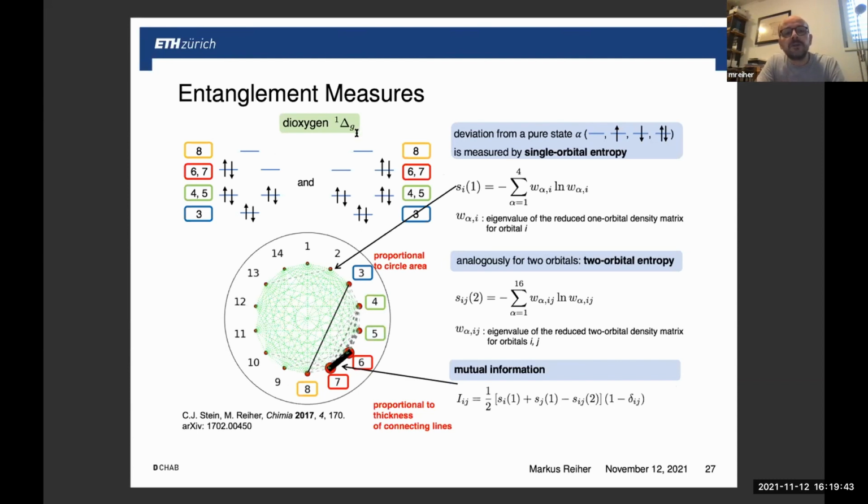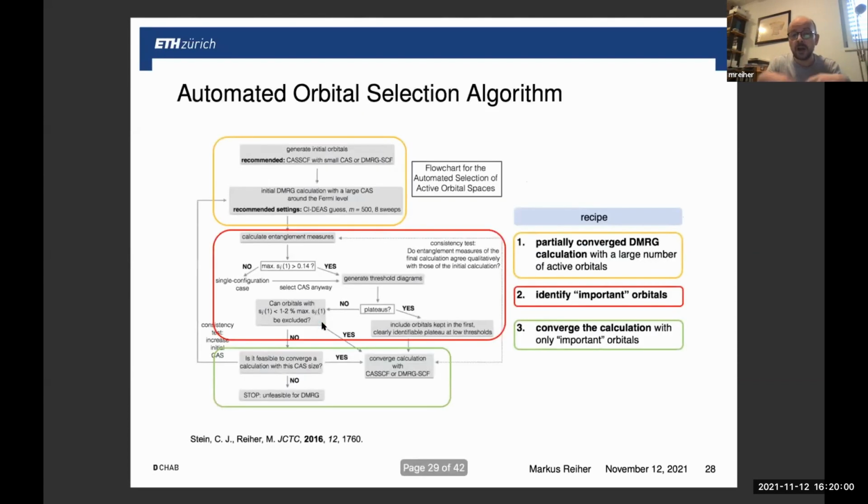And this is an example for the singlet delta G state of dioxygen, which consists basically in a qualitative picture of these two configurations in this molecular orbital diagram, where the pi star orbitals 6, 7 are each doubly occupied. And you see that in the entanglement diagram. So out of this, you can construct an orbital selection algorithm that runs fully automatically. I don't walk you through the details here, but just the basic principles.